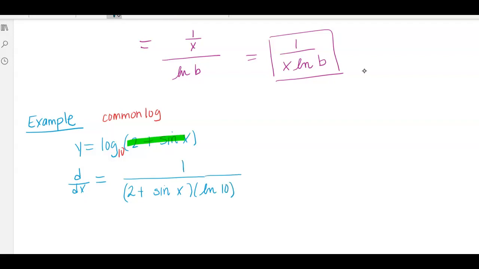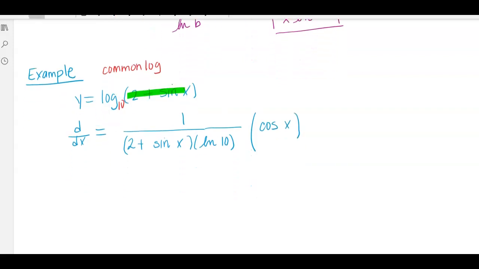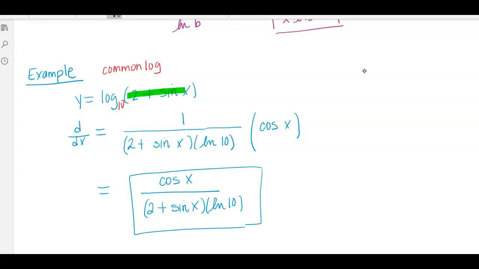And then we have to multiply by the derivative of what I've highlighted there in green, of what the function is inside the parentheses. The derivative of 2 is just 0. The derivative of sine of x is cosine of x. So it looks like I have cosine of x in the numerator. I'll just put this in parentheses. I'll leave it like that rather than multiplying it out. Natural log of 10. And that's our answer. Pretty easy.